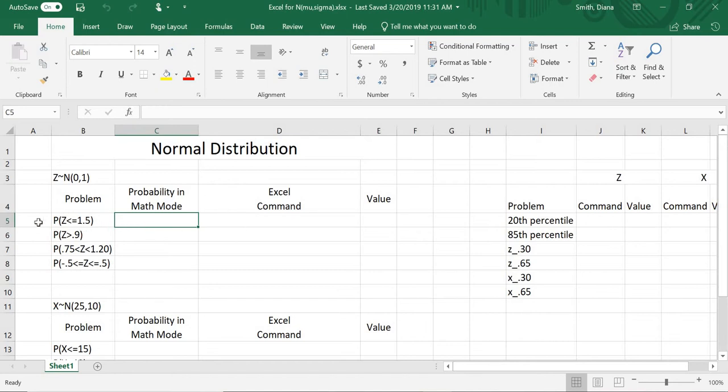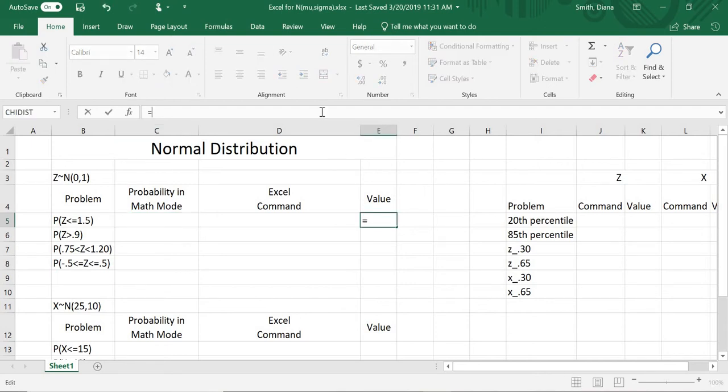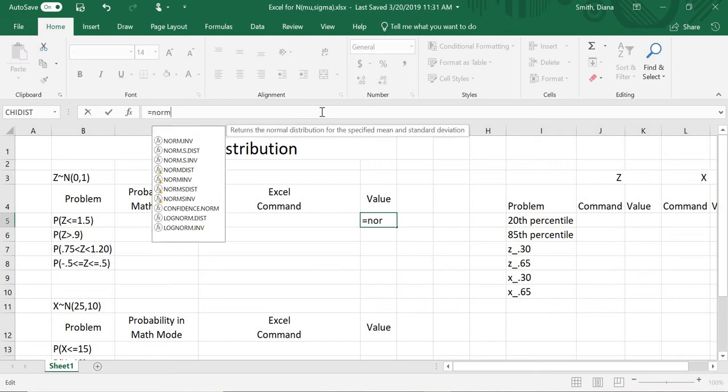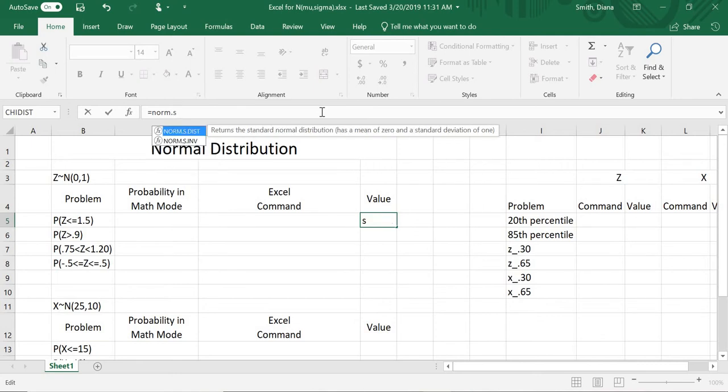For the first one, the probability that Z is less than or equal to 1.5, if I want to use Excel to find that probability, I would type equals, because again we need Excel to do the math, NORM for the normal distribution, dot S because it's the standard normal distribution, and then dot DIST because we want the distribution. So NORM.S.DIST returns the standard normal distribution, which has a mean of 0 and a standard deviation of 1. Don't forget that it will always tell you right here what it is that you're using.